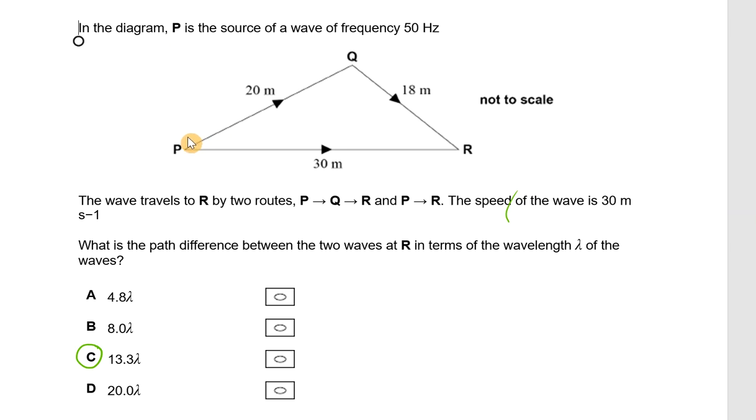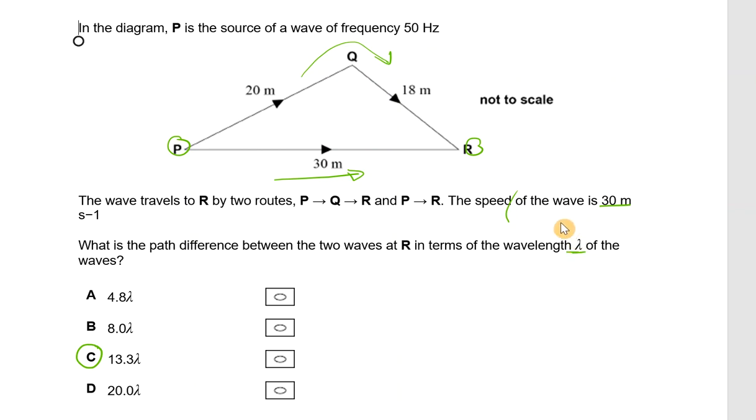In the diagram, P is a source of a wave of frequency 50 Hz. The wave travels to R by two routes, via P, Q to R, so it can go this way round, or it can go directly to R. The speed of the wave is 30 meters per second. What is the path difference between the two waves at R in terms of the wavelength lambda of the waves?